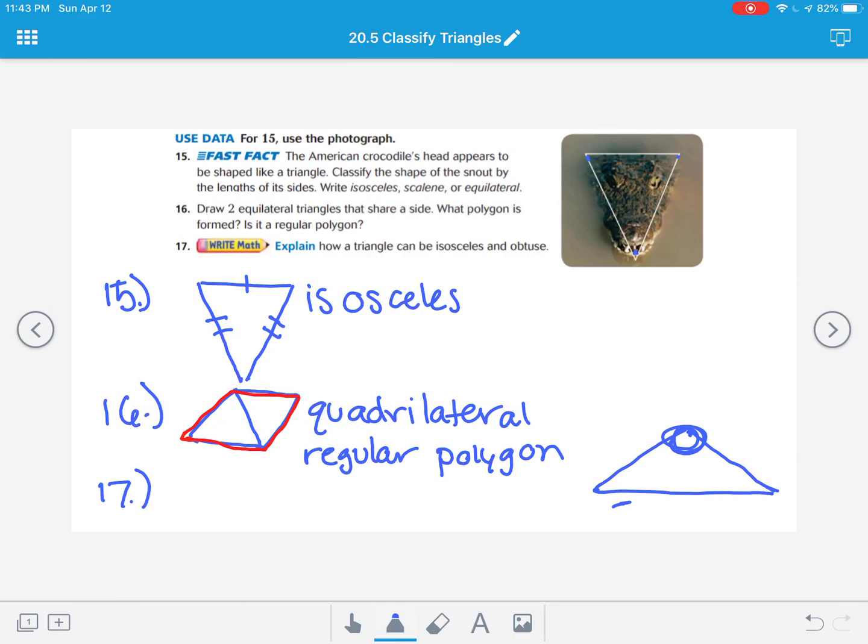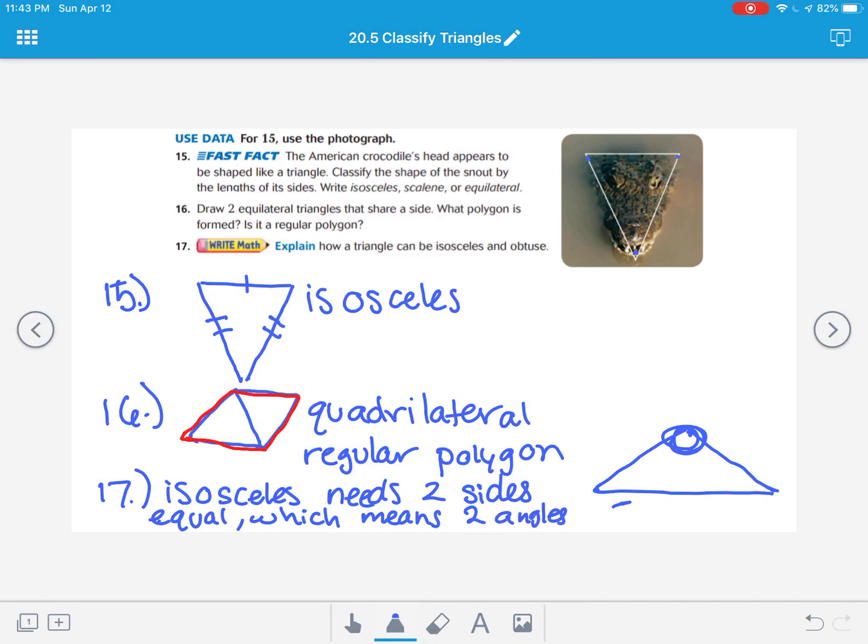An isosceles triangle just has to have two sides that are equal in measurement. So that can be our explanation. Isosceles needs two sides equal, and that will actually make both of the inner angles equal, which means two angles are equal. And it's possible for those angles to be small enough so that the third angle can be larger.